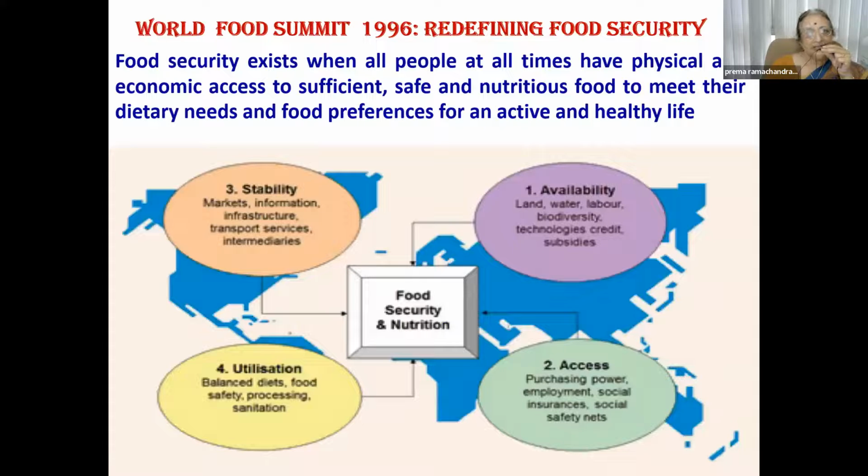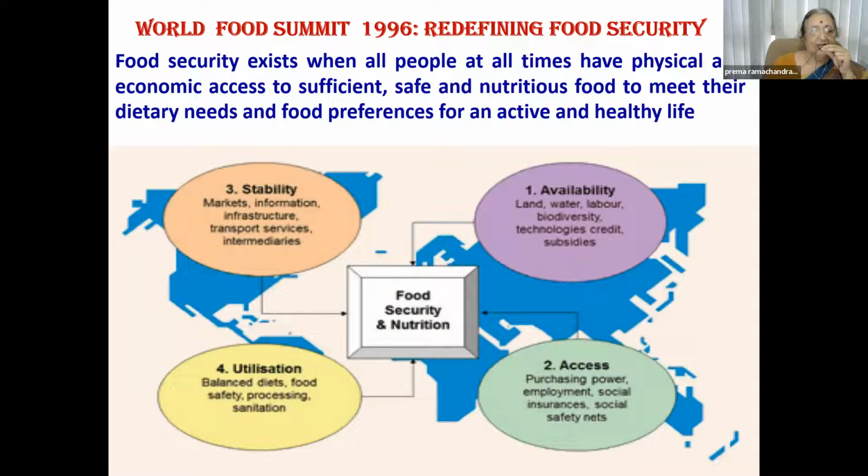The World Food Summit in 1996 redefined food security. Dr. Lakshmaya has already defined it, so I won't read it again. But all that I will state is the 4 pillars on which food security rests. Availability, that is land, water, labor, biodiversity, technologies, credit, and subsidies, form one pillar. Access, which depends on purchasing power, employment, social safety nets, and social insurances, forms the second one.